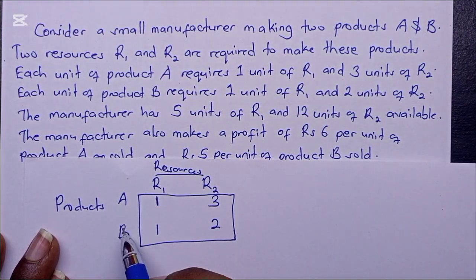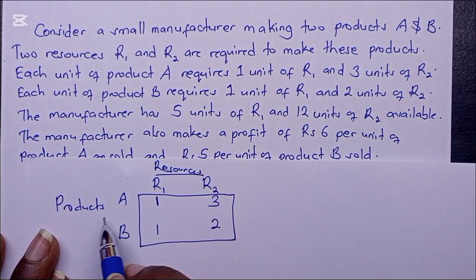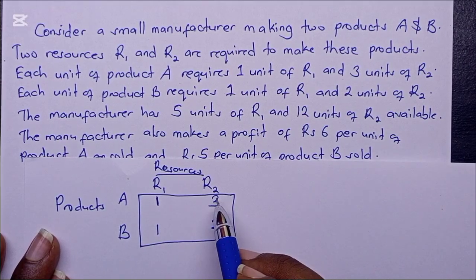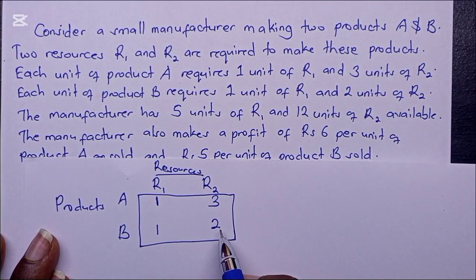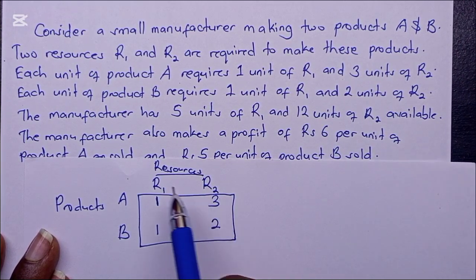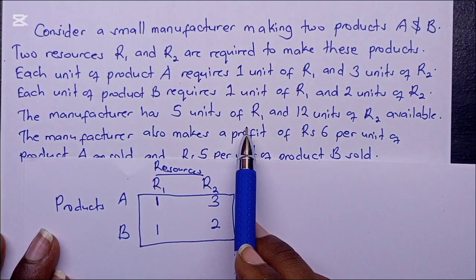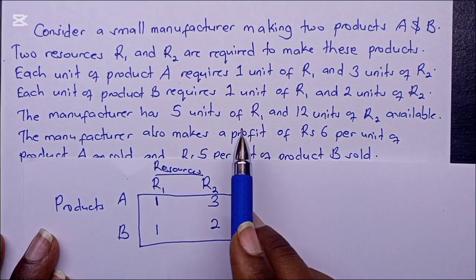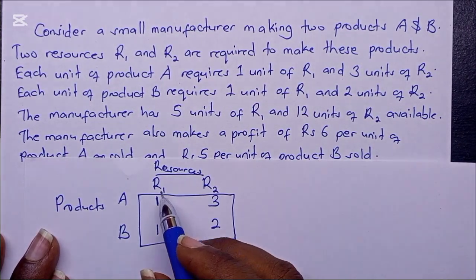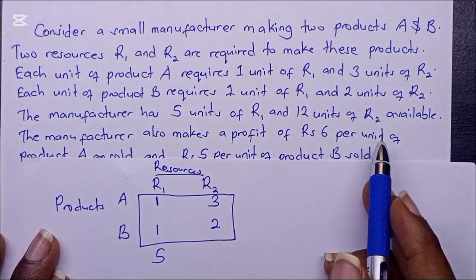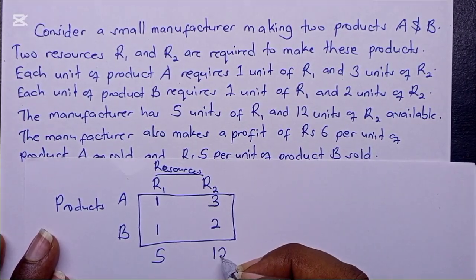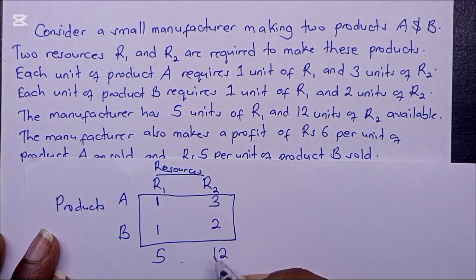So we have products A and B and resources R1 and R2. Product A requires 1 unit of resource 1 and 3 units of resource 2, while product B requires 1 unit of resource 1 and 2 units of resource 2. But we have been told the manufacturer has 5 units of resource 1 in total. So the total resource 1 that is available is 5 and 12 units of resource 2 available. So the total available for the resources is 5 for R1 and 12 for R2.